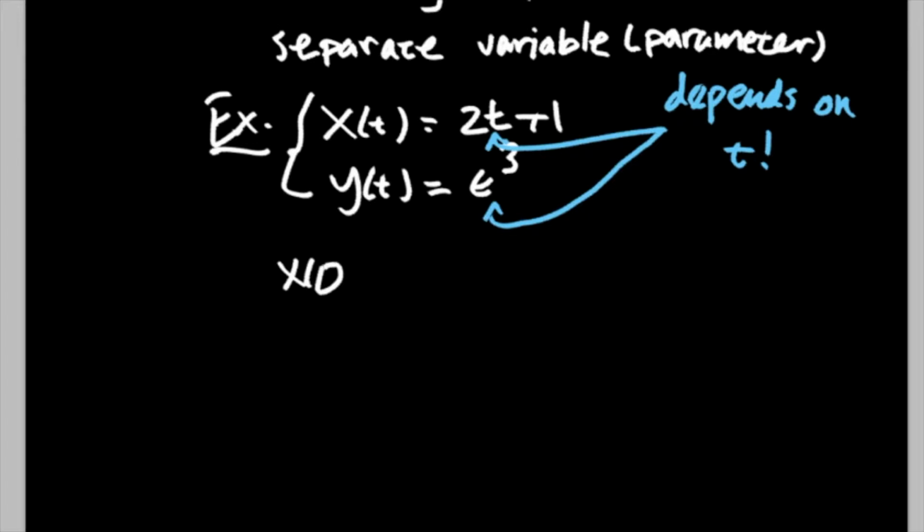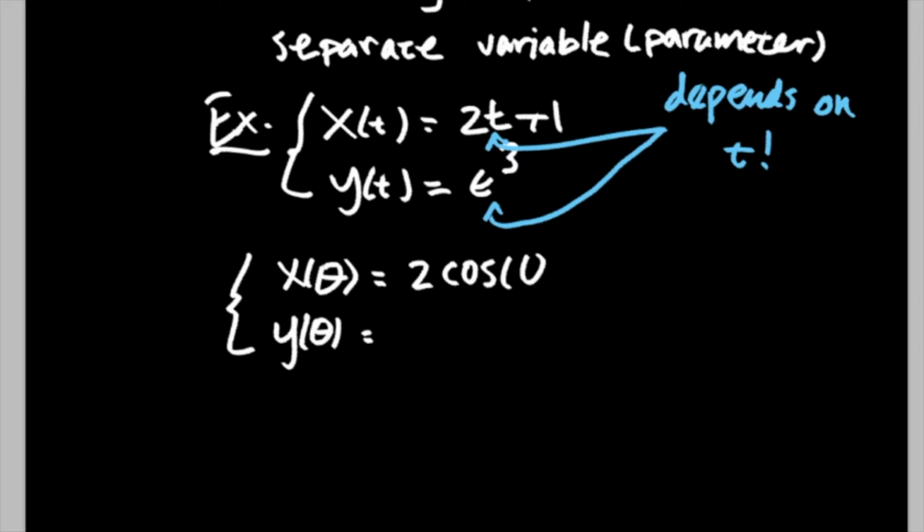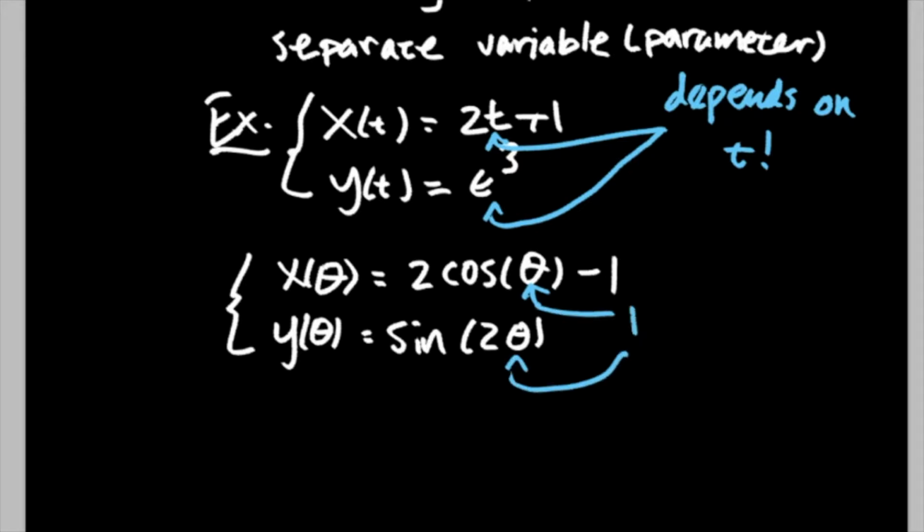Well, you can choose different things, but for right now, let's just quickly look at another example of a parameter type thing. Notice here, I don't have t. I have something called theta. So here we have x of theta equals 2 cosine theta minus 1, and y of theta equals sine of 2 theta. Here it's different, but also kind of the same. Same concept, different equations obviously. Here this variable or parameter is theta. So as theta varies, so do x and y.